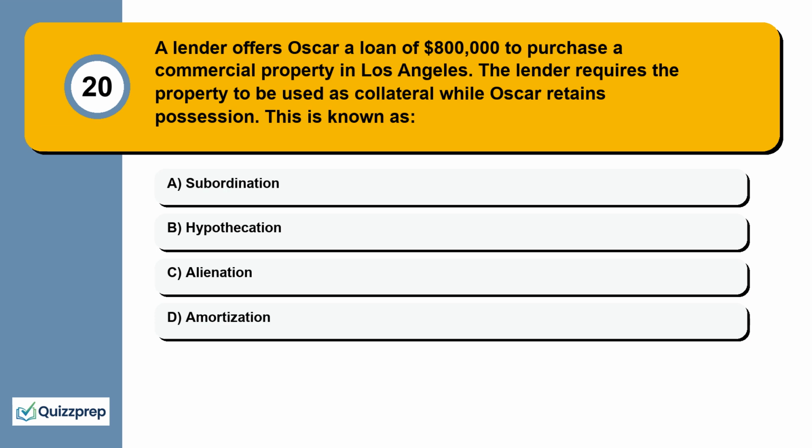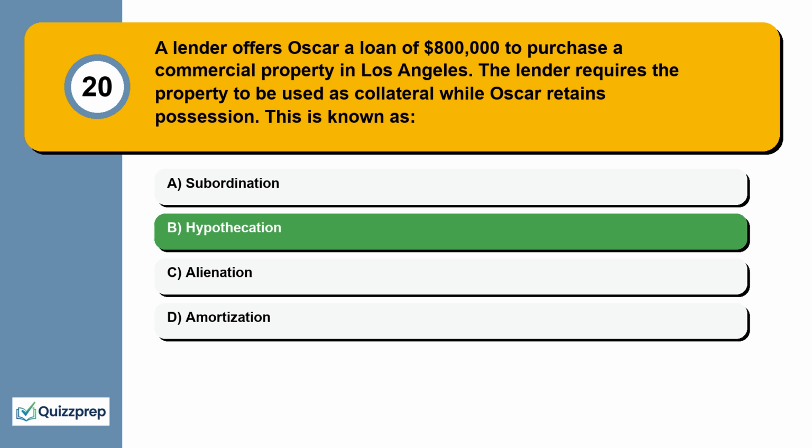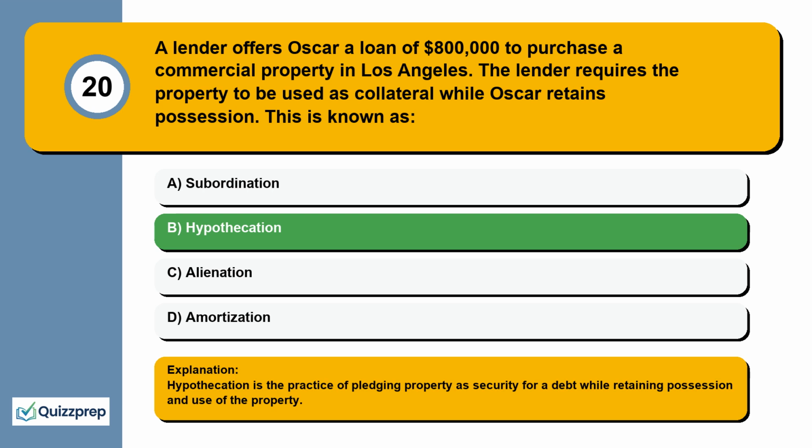Question 20. A lender offers Oscar a loan of $800,000 to purchase a commercial property in Los Angeles. The lender requires the property to be used as collateral while Oscar retains possession. This is known as subordination, hypothecation, alienation, amortization. Hypothecation is the practice of pledging property as security for a debt while retaining possession and use of the property.